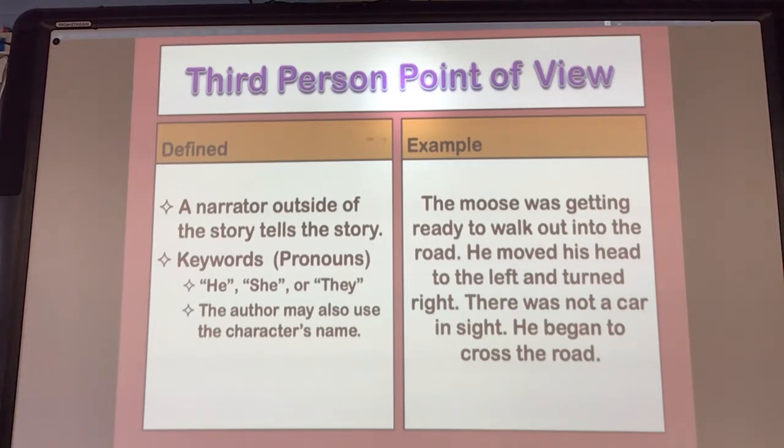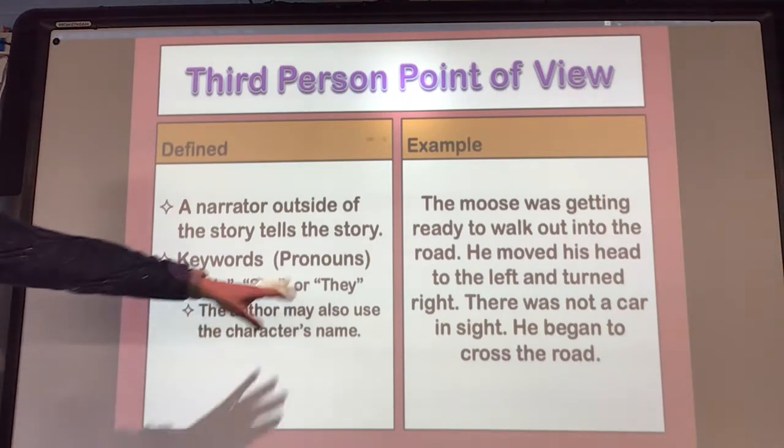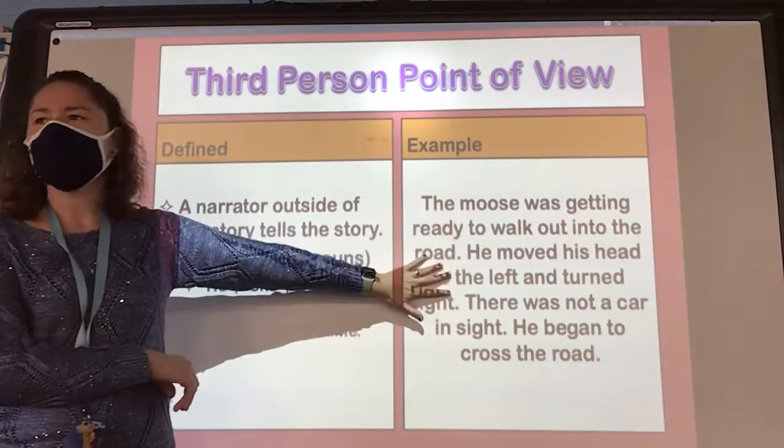Alright, the example: the moose was getting ready to walk out into the road. He moved his head to the left and turned right. There was not a car in sight. He began to cross the road. Think for a minute, if this was written in first person, how would it change?